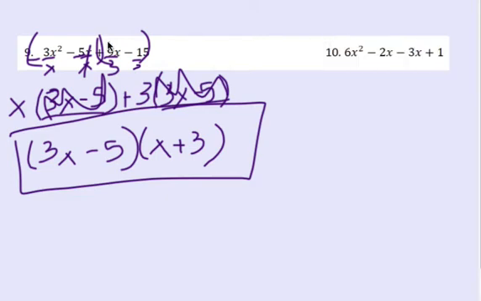So for number 10, we have 2 groups. So I'm going to take a look at my first group. What can I take out of 6x squared and 2x? Well, between 6 and 2, I know I can divide out a 2. So I know I'm dividing each of those terms by 2. Between x squared and x, I can take out an x to the first. So I'm going to take out an x to the first. So 6 divided by 2 is 3. X squared divided by x to the first is x.